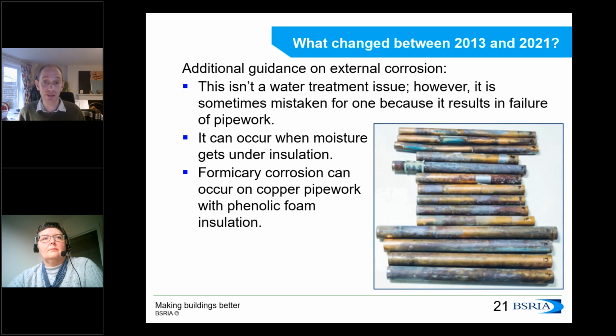to internal corrosion. There's also a special kind of external corrosion called formicary corrosion that specifically occurs when you have phenolic foam insulation around copper pipework and when water gets into that phenolic foam insulation. We've included it here, fully acknowledging that it's not a water treatment issue, but because it's often mistaken for a water treatment issue. And ultimately, the people who are reading this guide are the same people that need to deal with both internal and external corrosion.